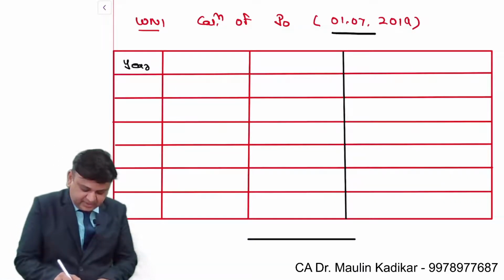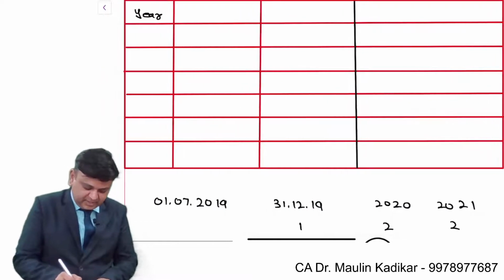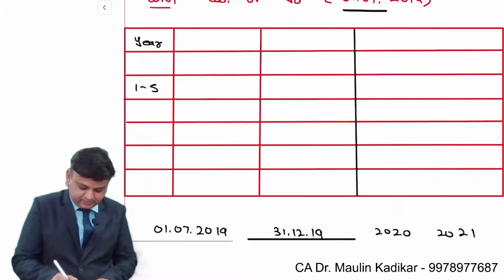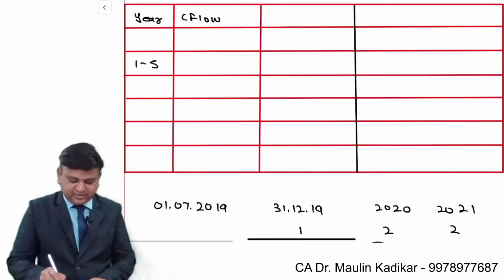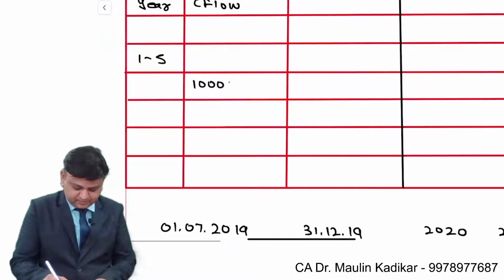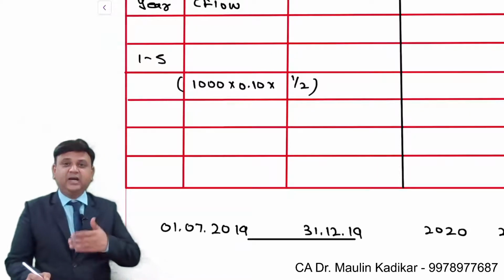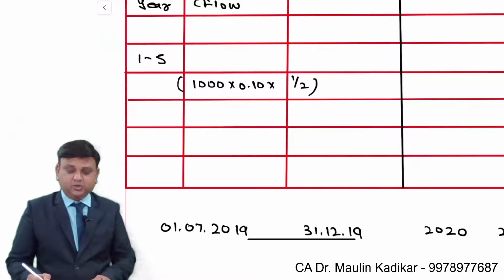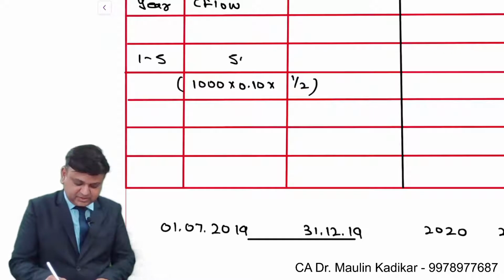So column number 1 is year 1 to year 5. I am writing the cash flow. What is the face value of the security? It is an amount of 1000. What is the rate of interest? 10%. It is going to be received half yearly. So we understand that it is 50 rupees.